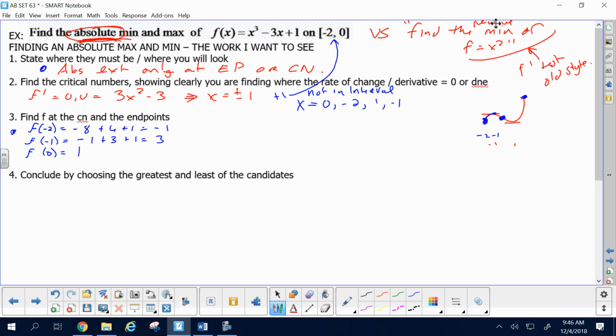Our thesis is the absolute max can only be at an endpoint or a critical number. The greatest of the candidates was 3. And so we would conclude that the absolute max is 3, because now this is where you could say this one of two ways. Depending on your teacher, there's commonly two ways to say this. One is to say because it is the greatest of the candidates.